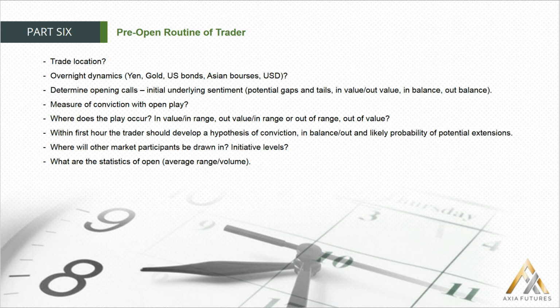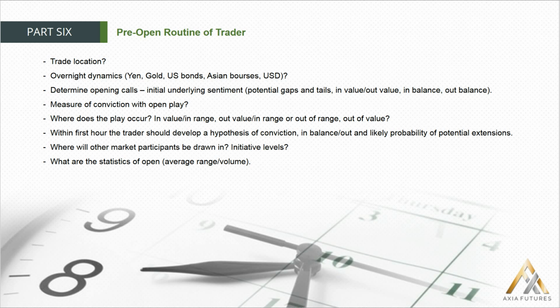You then want to think about the overnight dynamics. In other words, what have your key markets done? If you're trading the European session, what has the Japanese yen done, or what has the gold bullion done, or what have the US bond markets done, the Asian bourses done, and the dollar? You need to understand, have these markets shown any kind of initiative, or have they been moving sideways? If they are showing aggressive intent or volatility, that is going to spill over into the markets you trade, the next session.